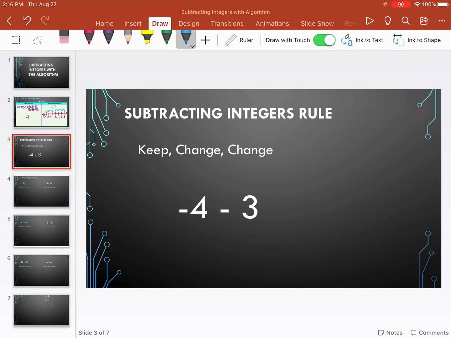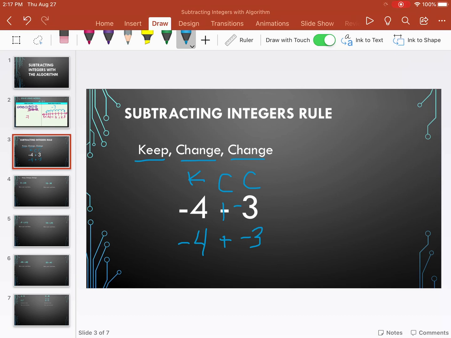So for subtracting integers, we do keep, change, change, KCC. So what I mean is I'm going to keep my first number, so I'm leaving this as a -4. I'm going to change this subtraction sign to an addition sign, so -4 plus, and then I'm going to change my second integer to the opposite number. So right now it's a positive 3, I'm going to make it a -3.